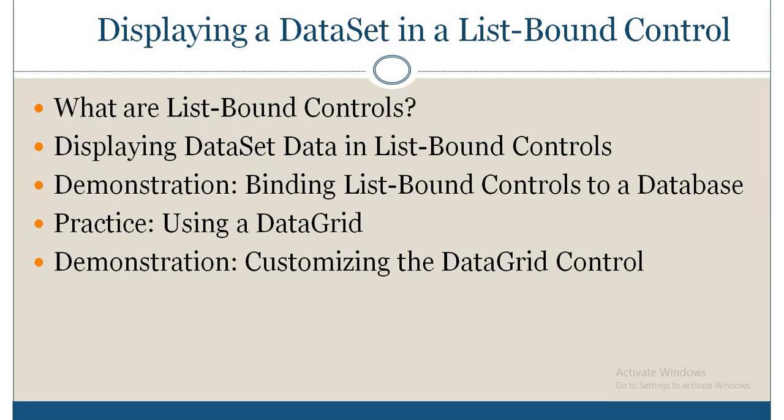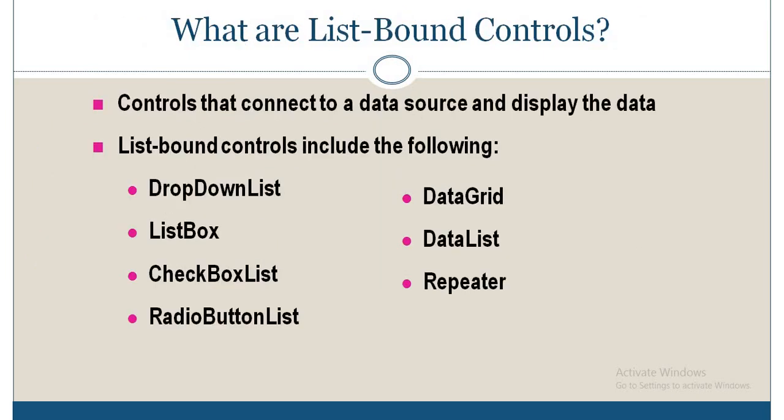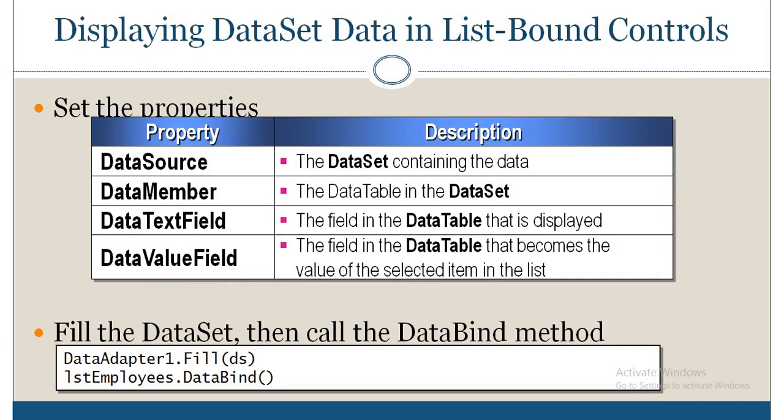What are the list bound controls? Displaying the dataset in these bound controls. Drop down list, list box, checkbox, radio button, data grid, data list, repeater. These are the listed bound controls used in ADO.NET. Controls to connect the data source and display the data.